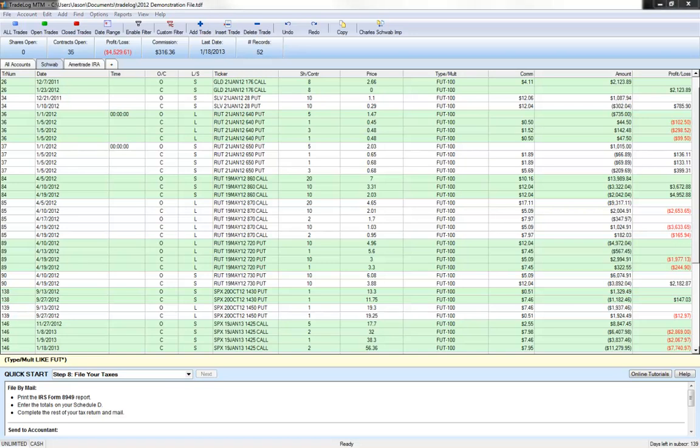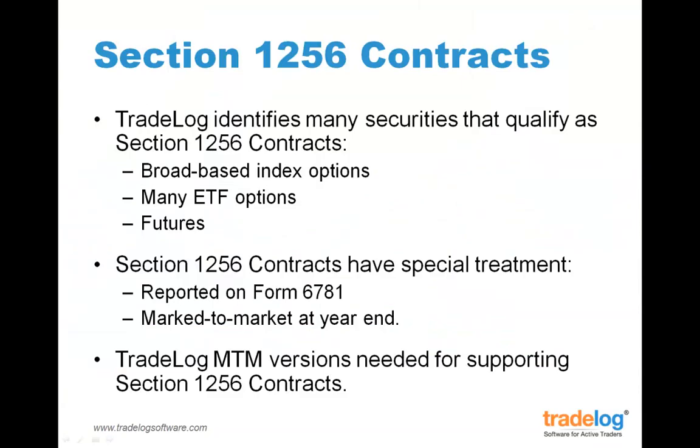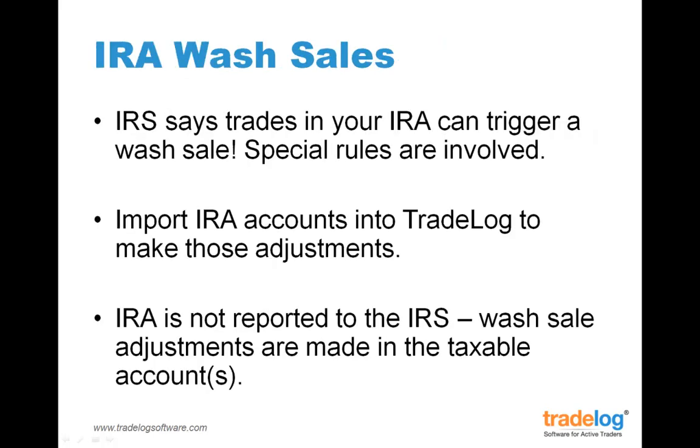All right, so now another area that is a little bit new, not really that new, but it's something else that we now support in TradeLog, is IRA wash sales. Of course, your IRA account is not reported to the IRS, but the IRS wash sale rules do say that it's possible that you could trade something in your IRA that could trigger a wash sale or could disallow a loss in your taxable account.